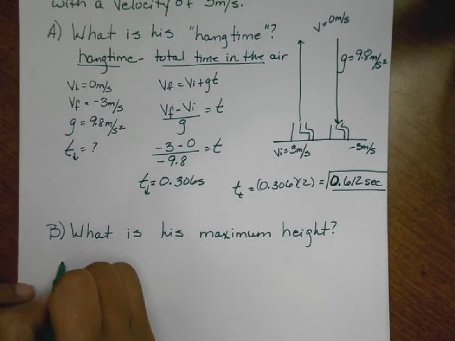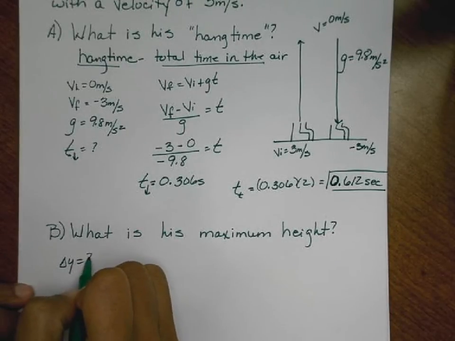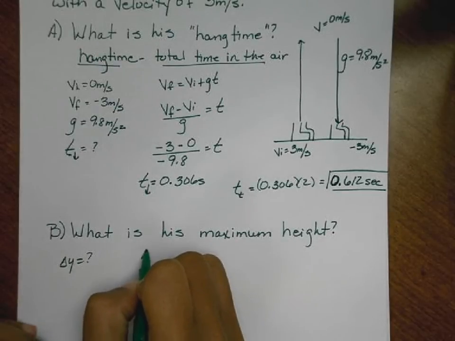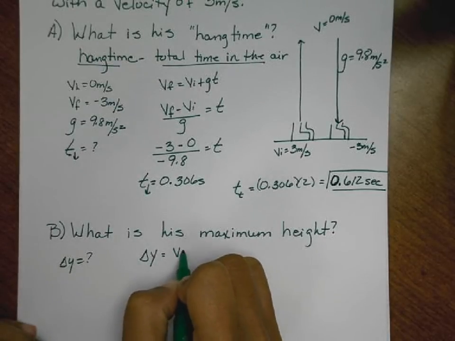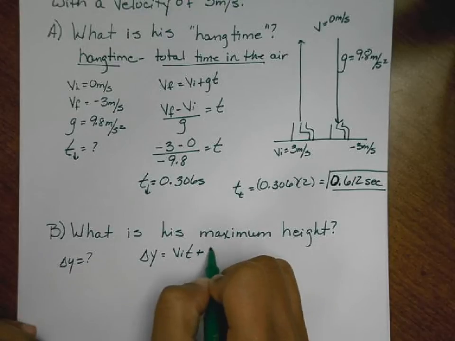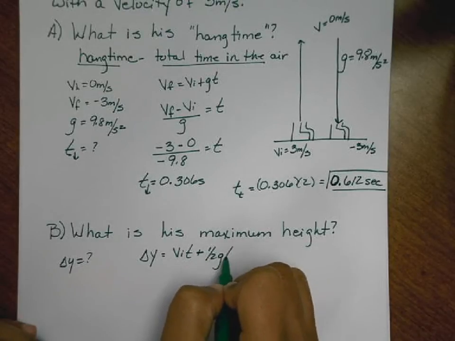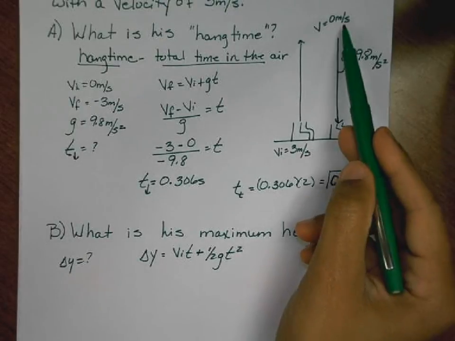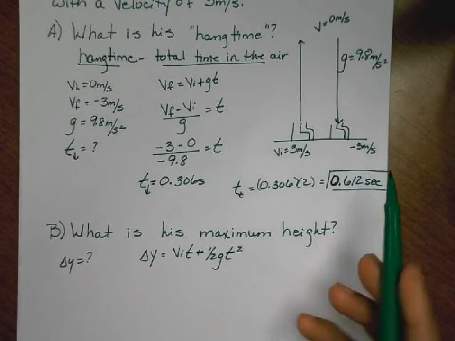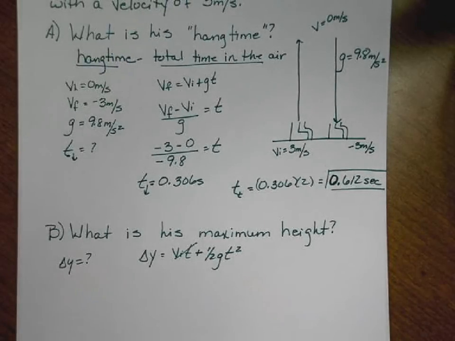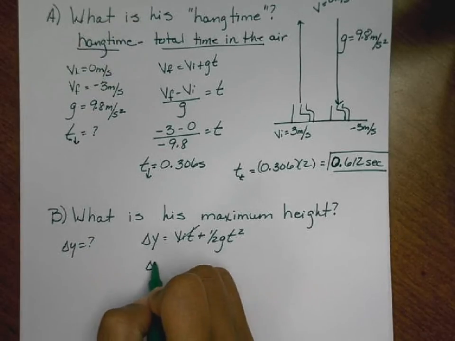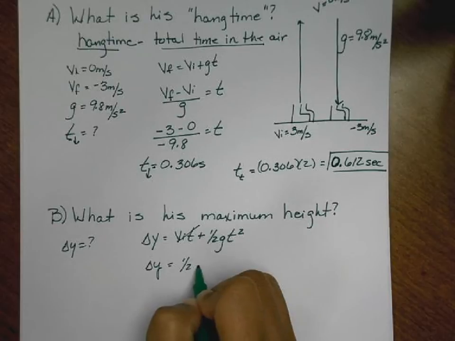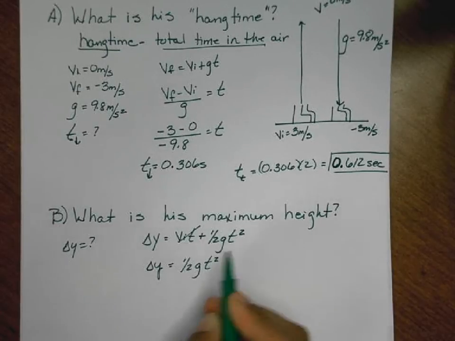Well, let's see. Maximum height. I need an equation with delta y. So delta y is equal to VIT plus 1/2 GT squared. Since I'm looking from the top coming down, my initial velocity is 0, which means that is gone. So delta y is equal to 1/2 GT squared.